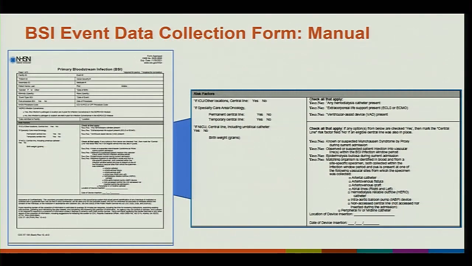This is the BSI event data collection form that can be found under the data collection forms tab. As a reminder, the fields outlined in orange are the required CLABSI exclusions beginning in 2019. However, the fields outlined in teal, greenish, bluish color are the CLABSI exclusions that are optional for 2019, but will become required in 2020.